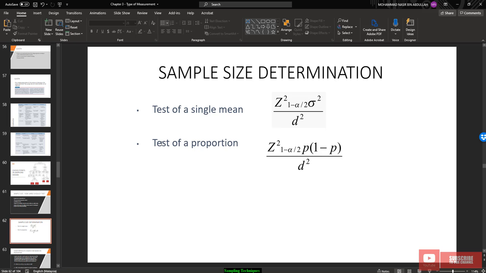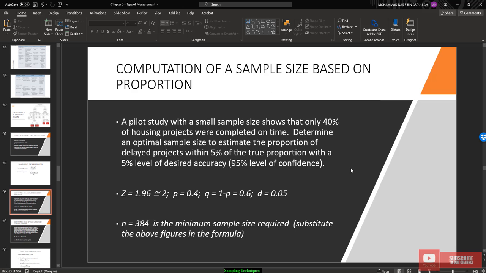And this is a test of proportion. So it's the same procedure. We just replace the standard deviation with the proportion, and multiply the proportion with the complement of the proportion. So, computation of sample size based on proportion.